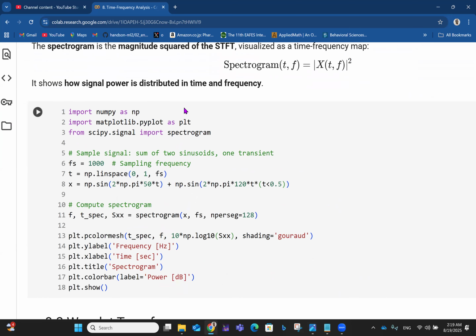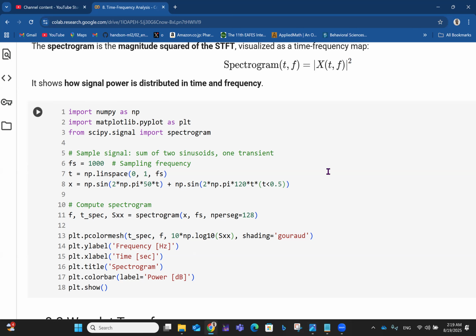Of course, here we need NumPy and Matplotlib as usual for numerical computation and data visualization. And then to get the spectrogram, we need the scipy.signal module. So we have a sample signal, which is the sum of two sinusoids, one of which is transient. Fs is 1000, that's the sampling frequency, and t is np.linspace from 0 to 1 with Fs points. It's the sum of two parts as usual: a frequency of 50 and another of 120, with the condition time less than 0.5 and all of that.